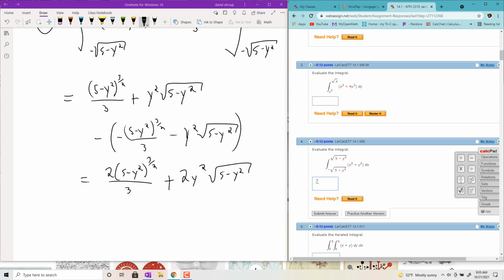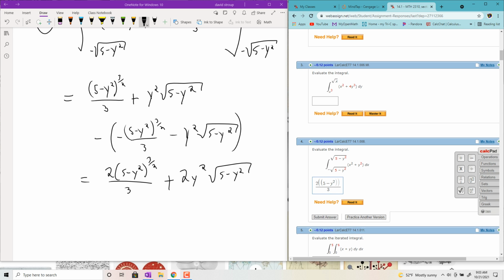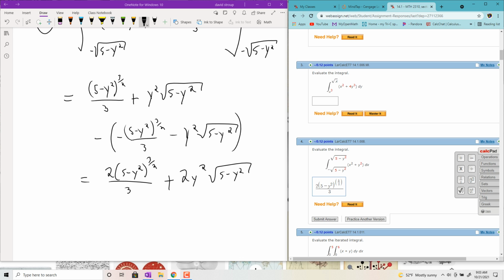So 2/3 times (5 minus y squared) to the 3 halves, plus 2y squared times the square root of 5 minus y squared. I hate it when it gives me extra parentheses. And then, yeah, that's it.